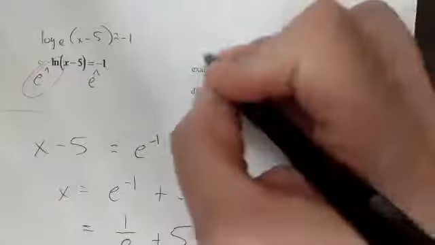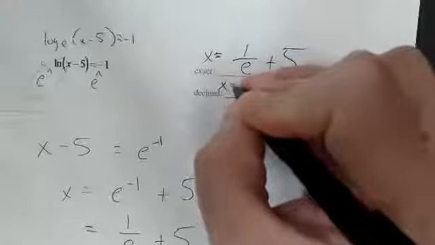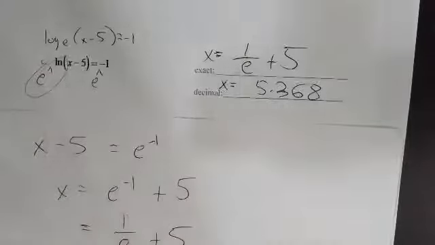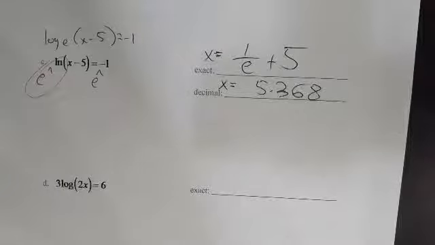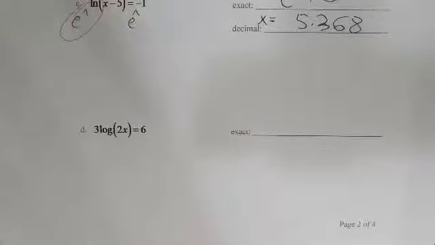And maybe I should just say these are x values that I'm talking about. This is my solution here. If you want to go plug this thing back into here, it should check out. Okay. Now we got one more. This is 3 log of 2x equals 6.